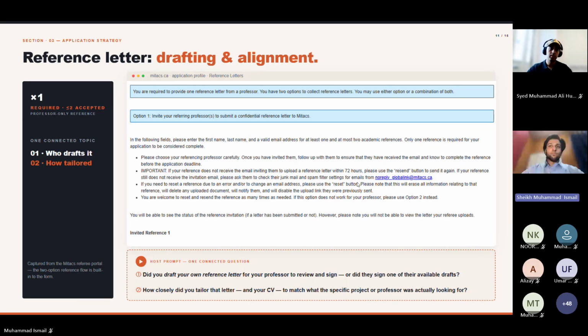So I want to ask you both about this. Noor, which of those two paths did you actually take? Did you draft a letter yourself for the professor to review and sign? And how did you actually come to accomplish that?